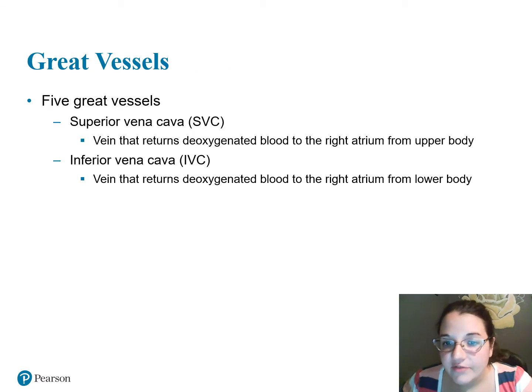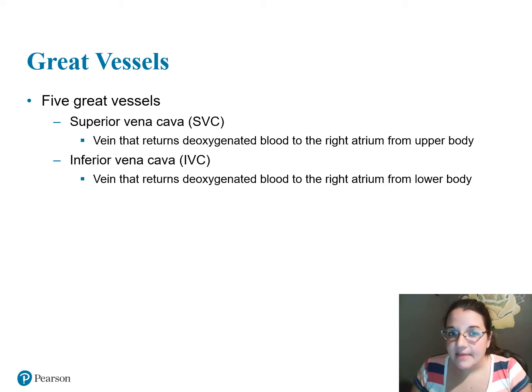Okay, we have 5 great vessels. So just to recap, your heart is a muscle. It is made up of 3 layers, and it is the size of a man's fist. Your 3 layers are called epi, endo, and myo. Epicardium is the outer layer. It houses your coronary arteries. The myocardium is the middle layer, that is your muscular layer. And your endocardium is the inner layer of the heart, which houses your conduction system.